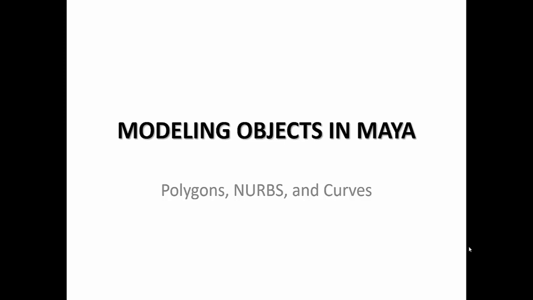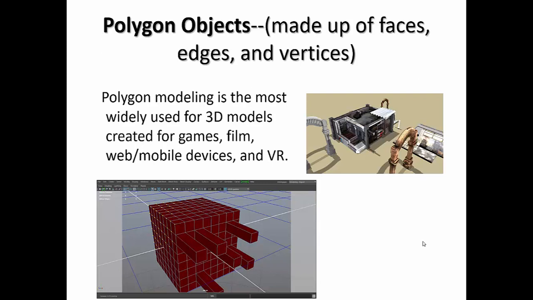All right, in this lecture, we're going to cover modeling objects in Maya. What are the different types of geometry? We have polygons, NURBS, and curves, the three main types that we're going to cover in this lecture. Polygon objects are the most common ones.